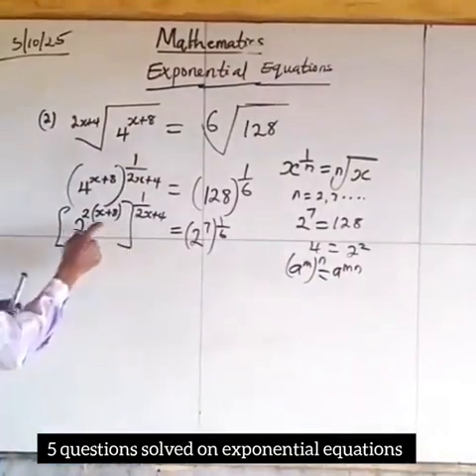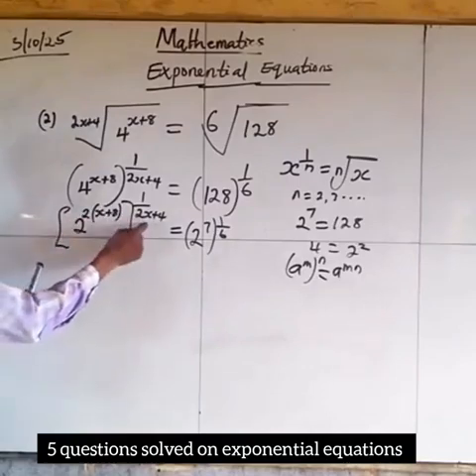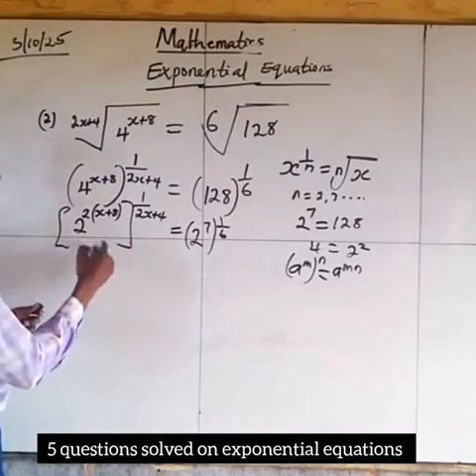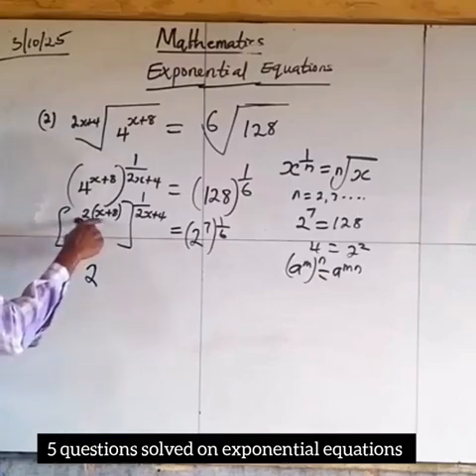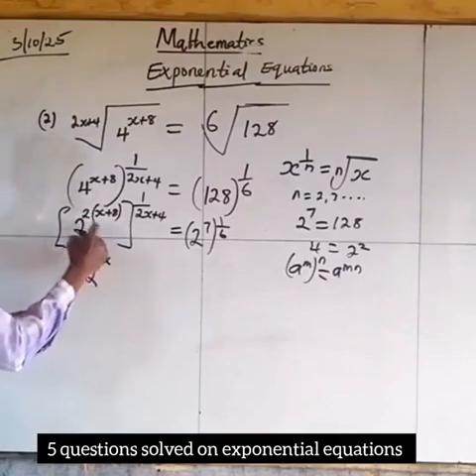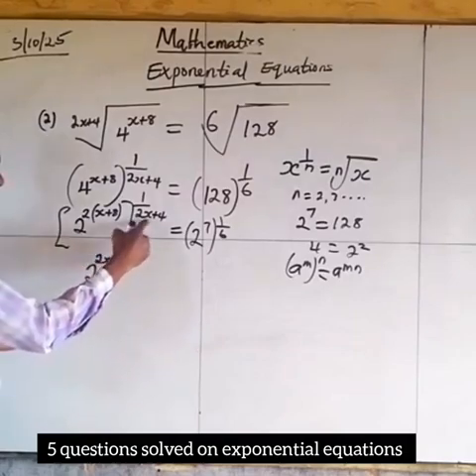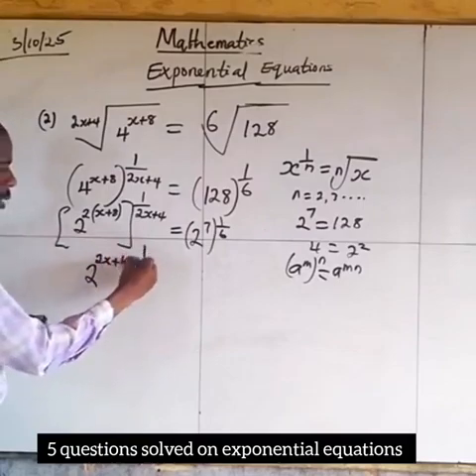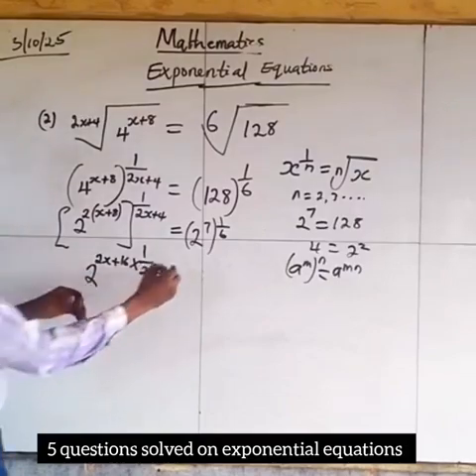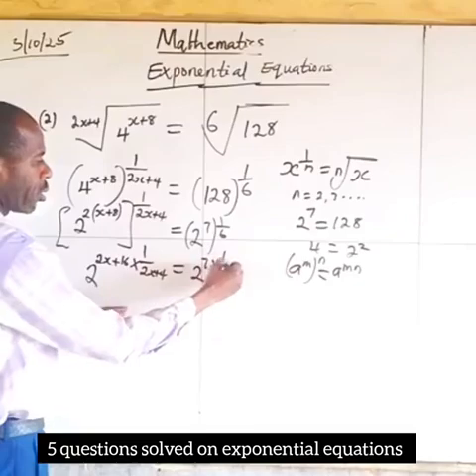Now the same thing will happen here, which means this will multiply by this power. We have 2 to the power, and remember, this 2 is multiplying whatever is inside the bracket. So distribute this 2 to this, it becomes 2x. Then 2 times 8 gives us 16. Then multiplying by this fraction, 1 over 2x plus 4. That is for the left hand side. Now let us go to the right hand side. It becomes 2 to the power 7 times 1 over 6.